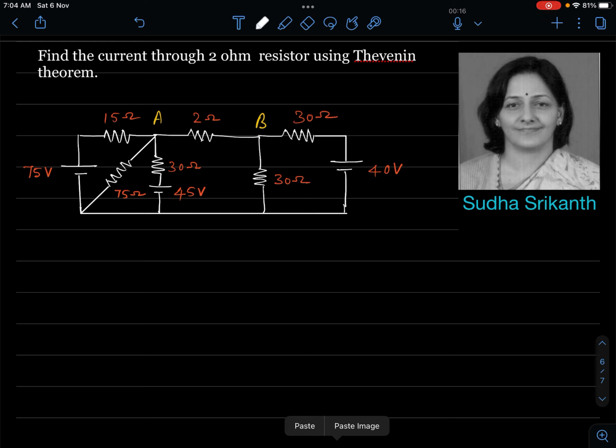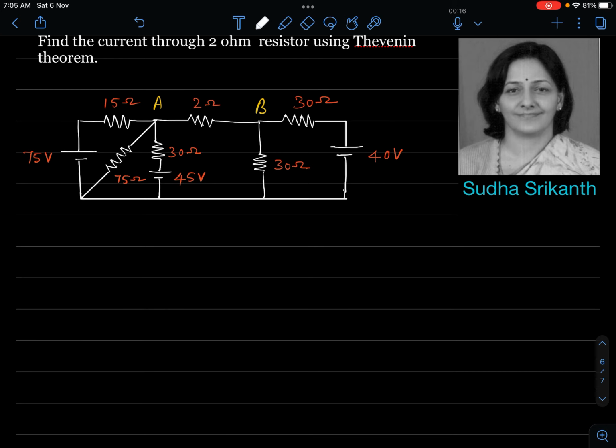So what is the step? We try to find the open circuit voltage between A and B. That's number one. That will be the magnitude of the Thevenin source. And number two is we try to see what is the resistance offered by this entire network between A and B. So that is the Thevenin's equivalent resistance. So once we find the open circuit voltage, which is the Thevenin's voltage, and the equivalent resistance between the pair of terminals, that is A and B, we are done with the Thevenin's equivalent network, which is nothing but a simple voltage source. So let's go about this problem now.